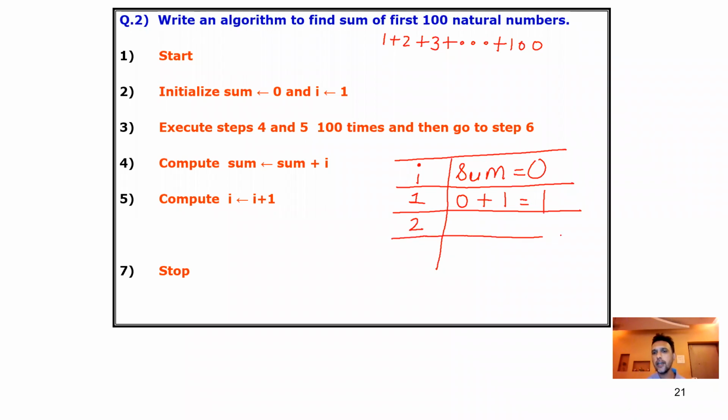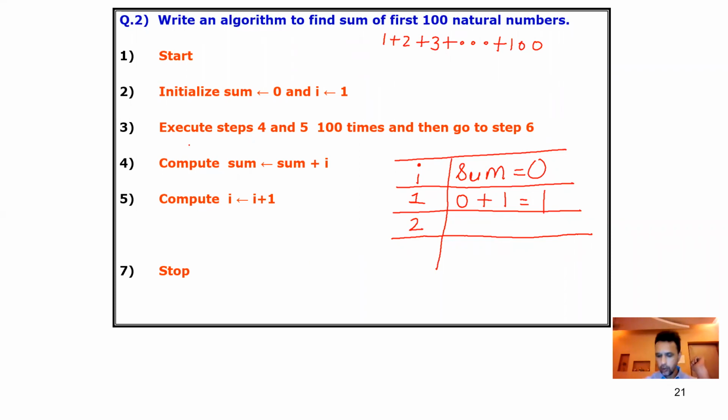So what we have done is we have executed step number 4 and 5 one time. Now answer a simple question. Everybody, unmute yourself and tell me, after the first execution, what is the value of sum? So simple. The answer is in front of you. What is the value of sum? 1. Very good. What is the value of I? 2. Very good. The value of I is 2.